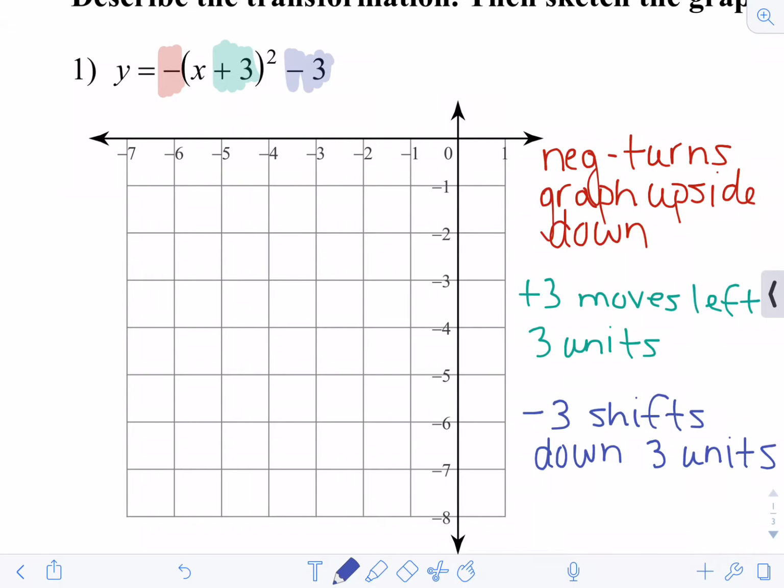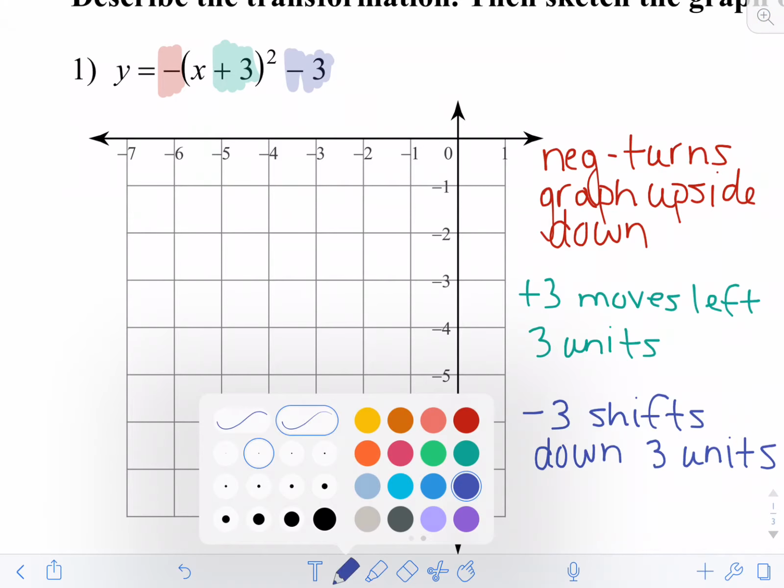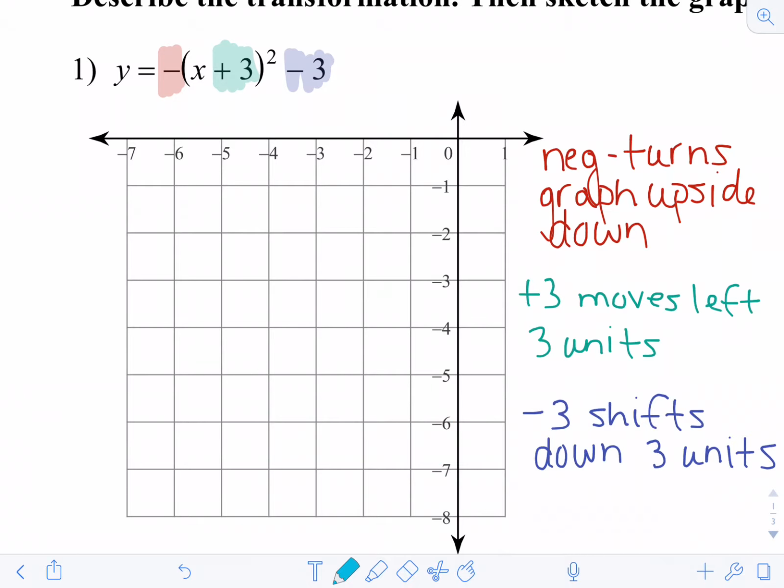All right, so I'm going to plug this into my calculator. I have negative parentheses x plus 3, all of that squared, minus 3. I'm going to look at my table to find my points to plot. The first point that I can plot is negative 5, negative 7. So I'm going to plot negative 5, negative 7.